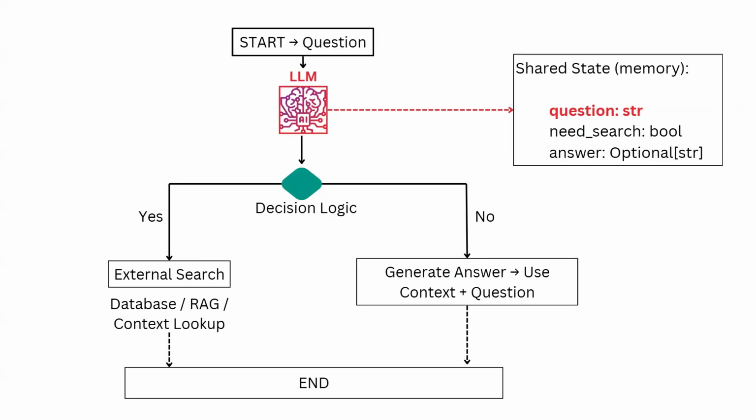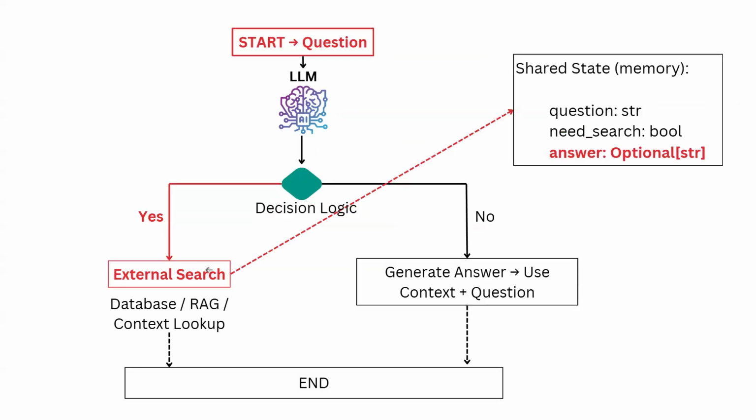The LLM here will pause and think about the question. Now, decision, or you can also call it conditional logic, will come in picture to decide whether to call external search step to gather additional information and return final response to end user, or directly call generate answer step to return final response to end user.